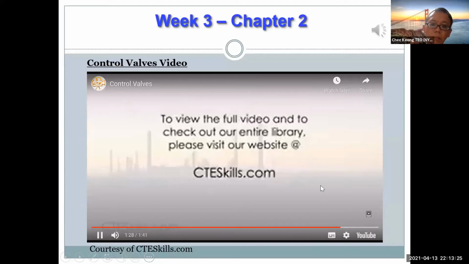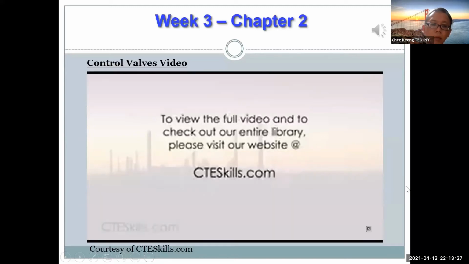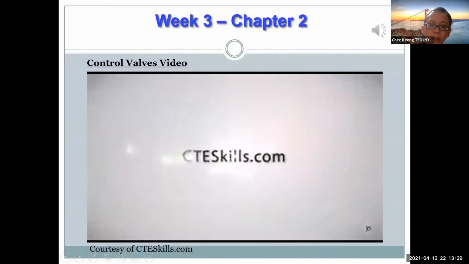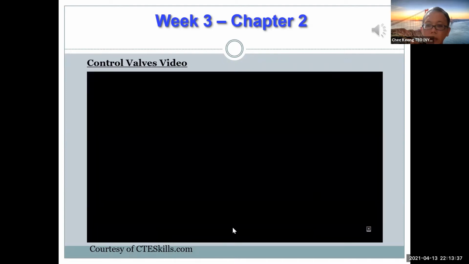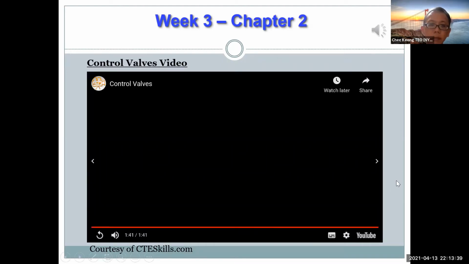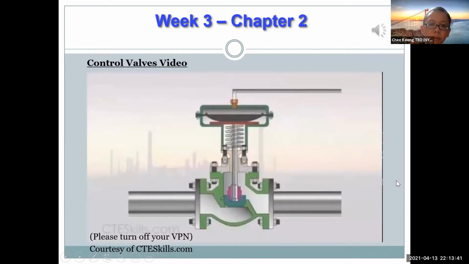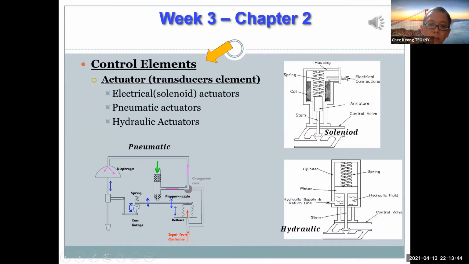Okay, that's a quick introduction to basically the different types of control valves. Basically, we can look at the next slide. Mostly the control element here we refer to as the control valves, as shown in the video.